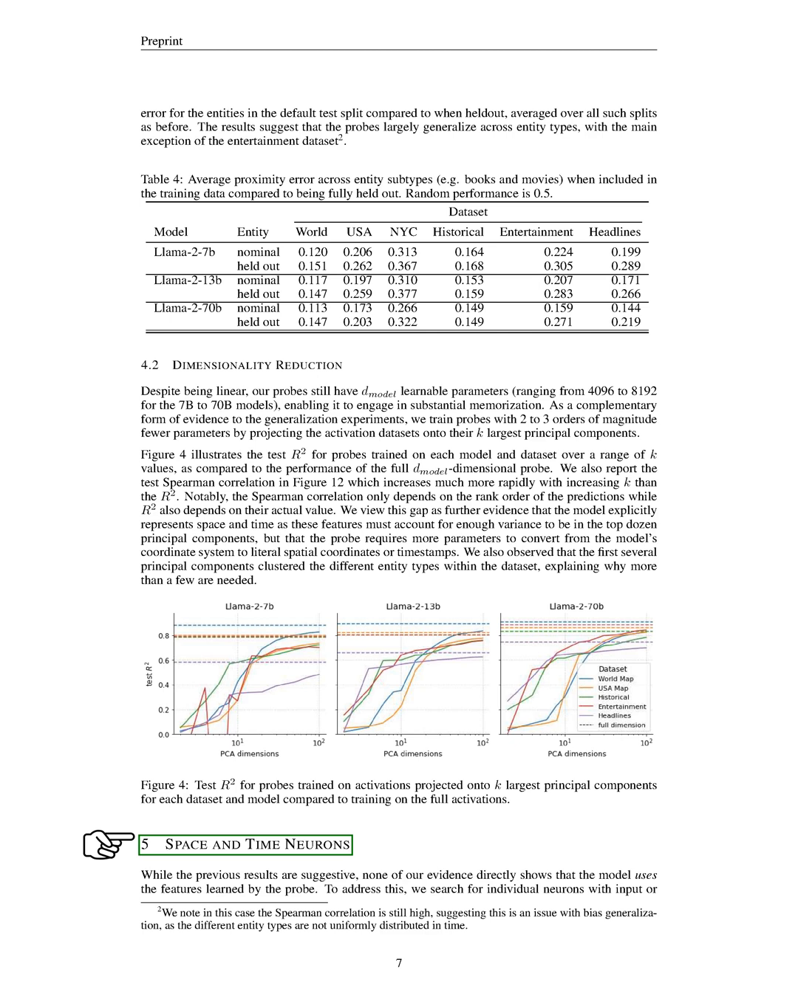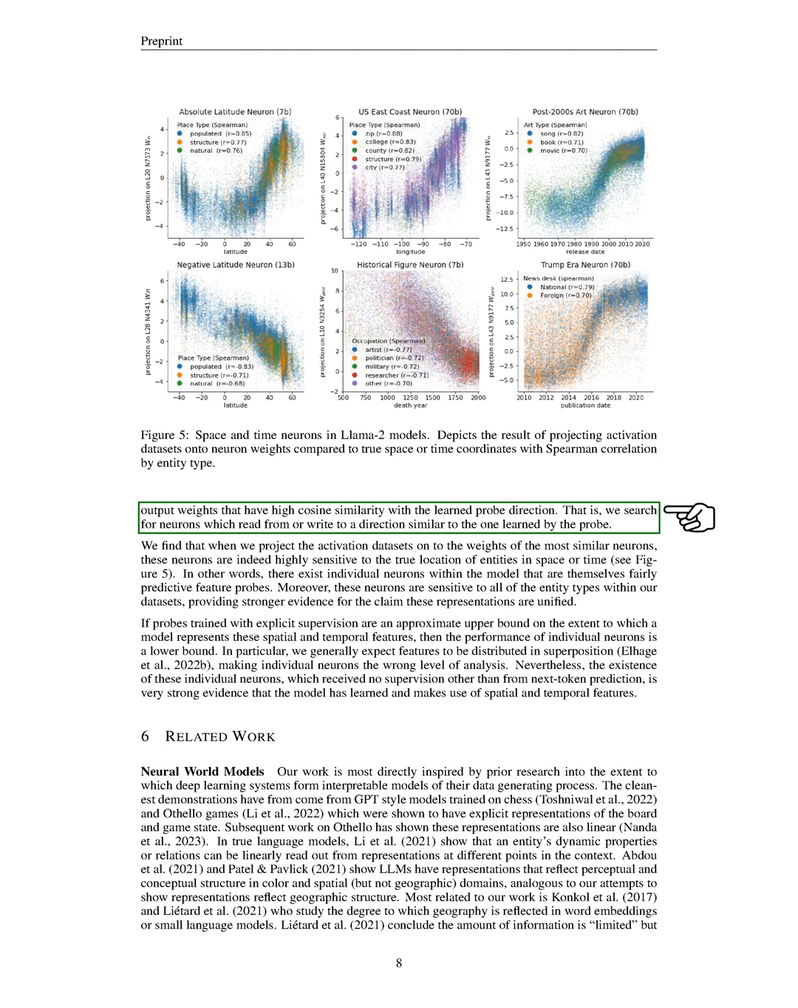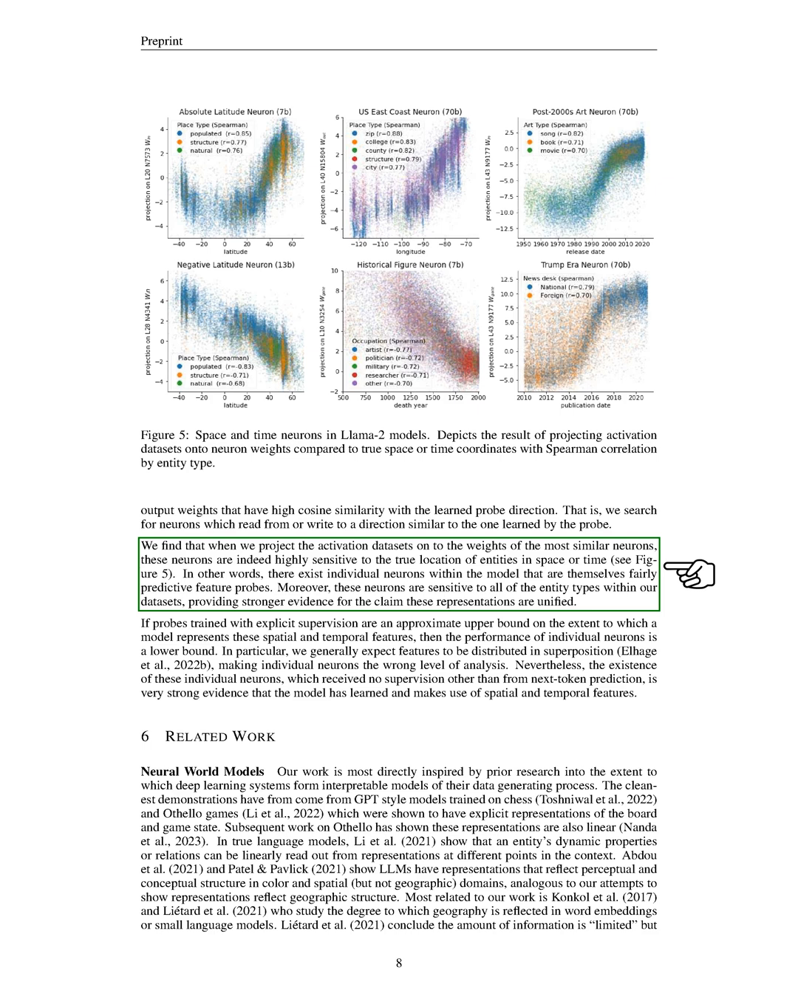Section 5. Space and Time Neurons. In this section, we delve deeper into the concept of space and time neurons. Our previous findings hinted at the existence of these neurons, but we didn't have direct evidence. To confirm this, we looked for individual neurons that had a strong correlation with the direction learned by the probe. In simpler terms, we were searching for neurons that either received or sent information in a direction similar to the probe's learned direction. Our findings showed that when we mapped the activation datasets onto the weights of the most similar neurons, these neurons were indeed highly sensitive to the actual location of entities in space or time.